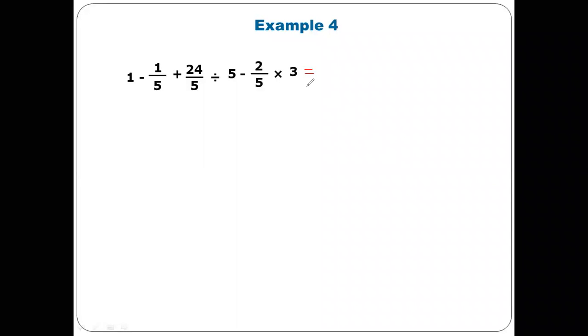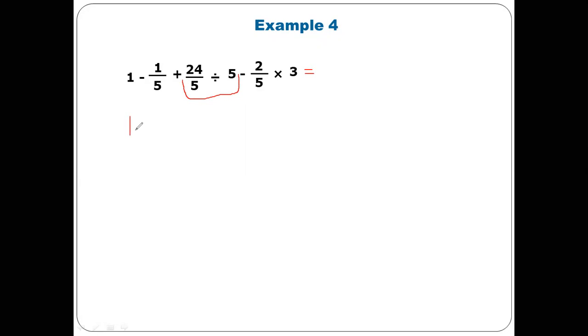Let's move to the last example. In this example, we should mention the operations that we have in order to know which operation I should start with. We have subtraction, addition, division, subtraction, multiplication. Of course, we know that the two strongest operations are division and multiplication in this expression, but I should start from left to right. So I should start with the division operation first.